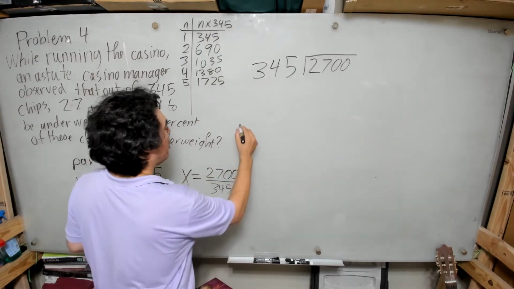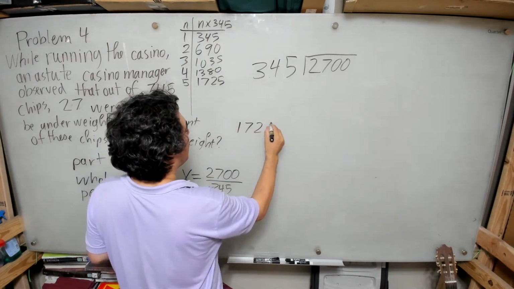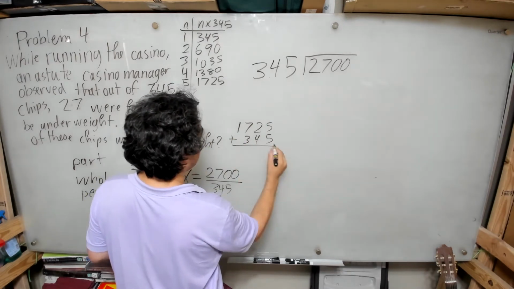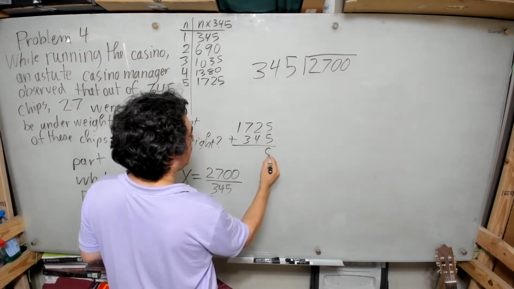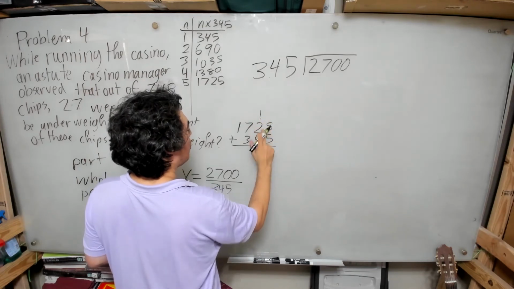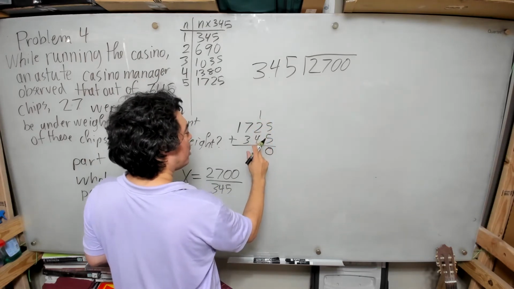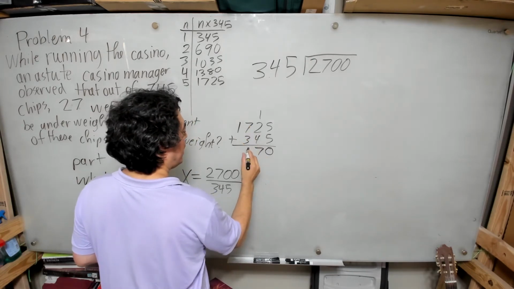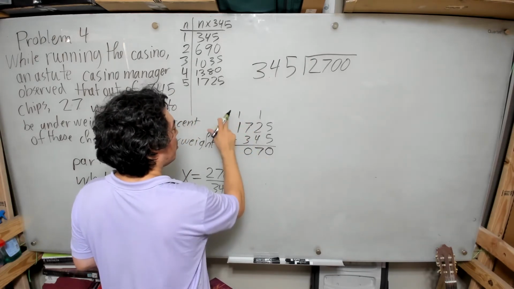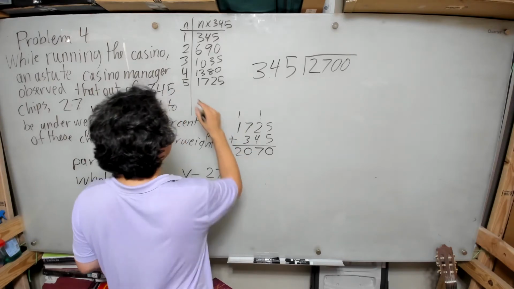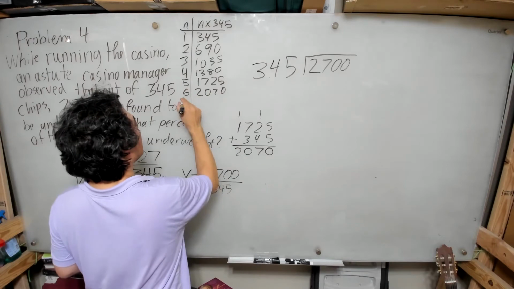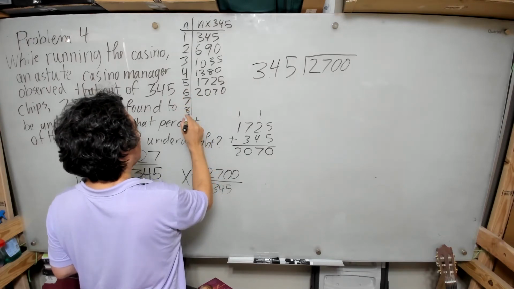Okay. So now 1725 plus 345. 5 plus 5 is 10. I carry the 1. 1 plus 2 is 3. Plus 4 is 7. 7 plus 3 is 10. So I bring down the 0, carry the 1. 1 plus 1 is 2. So this will be 2070. That's times 6, and then 7, 8, and 9.